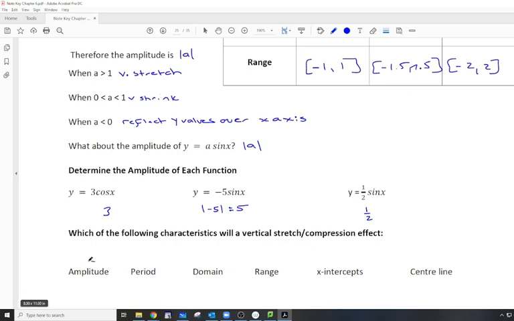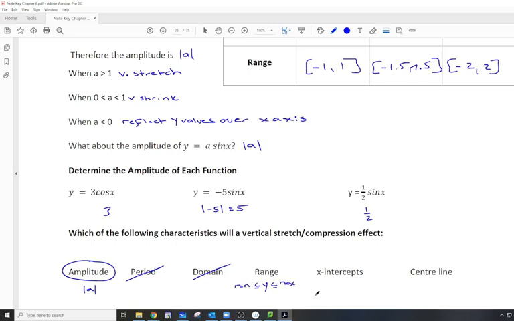Does it affect your amplitude? Heck yes, it is the absolute value of A. Did it affect your period? Nope. Did it affect your domain? Nope. Did it affect your range? In fact, your range, your y values, are going to be between your min and your max.